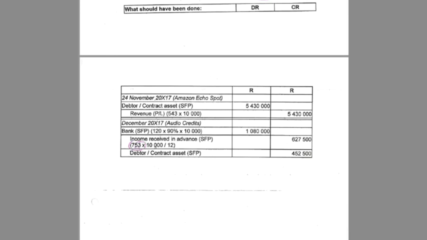What was done was given to you in the question. What was done was that a bank amount was recognized because money was received.